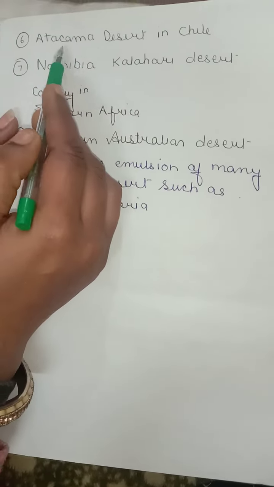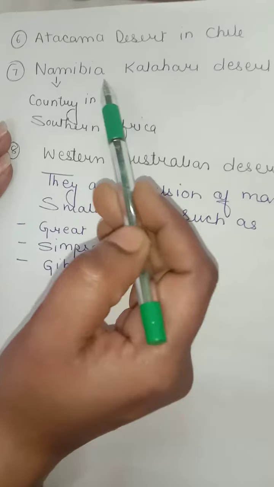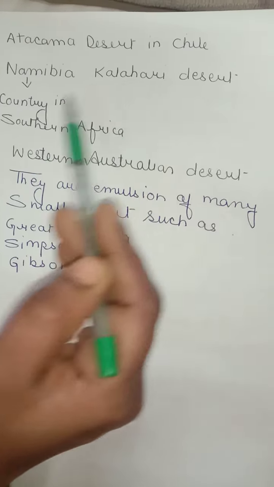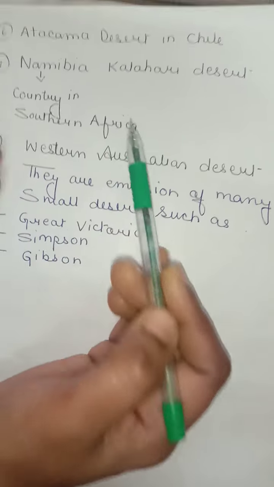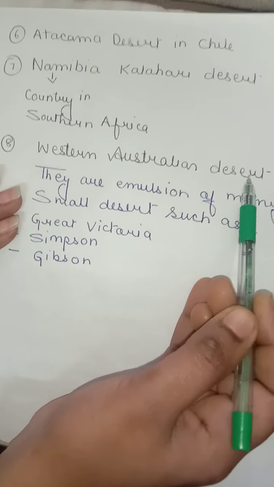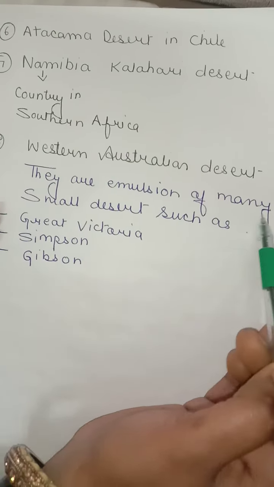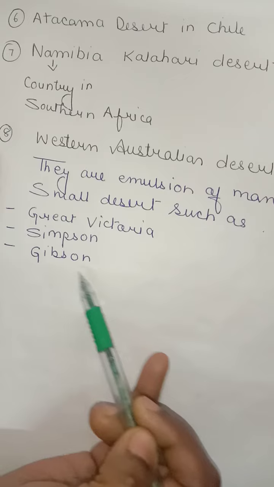Sixth one, Atacama Desert in Chile. Seventh one, Namib and Kalahari Deserts in southern Africa. Okay, eighth point, Western Australian Desert. They are a combination of many small deserts such as Great Victoria, Simpson and Gibson.